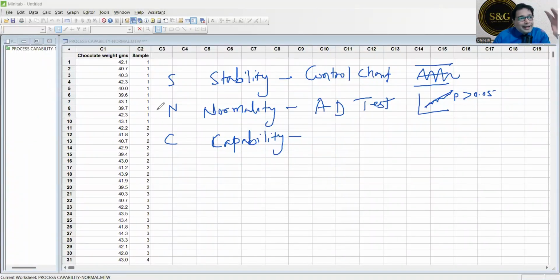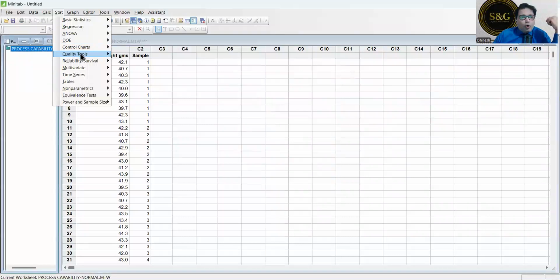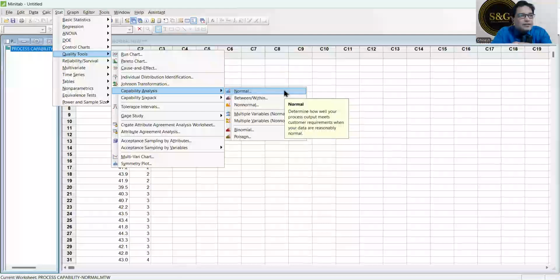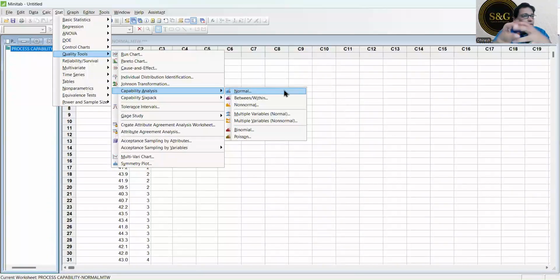Now we will do capability analysis. Stability we have done, normality we have done. Let's do the capability analysis right now. How do we do it? Go to Stat, Quality Tools, Capability Analysis, Normal. Just follow the sequence. Why normal? Because the data is normally distributed.